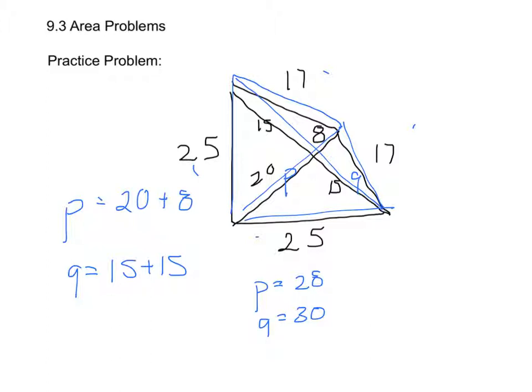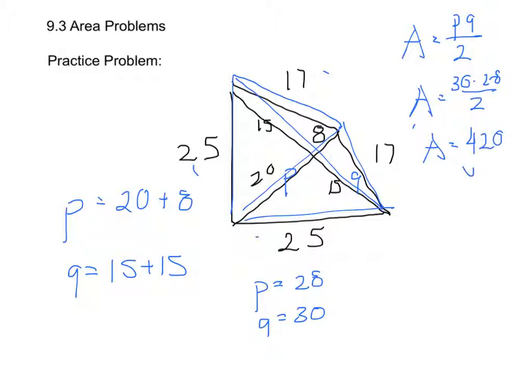And then we know that our formula is going to be A equals P times Q over 2. We're going to plug in our values. That's going to be 30 times 28 over 2. We can multiply that out, and it's going to turn out to be 420. And since we're not given units, we're just going to say units.